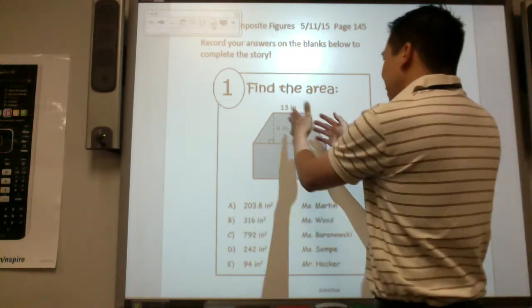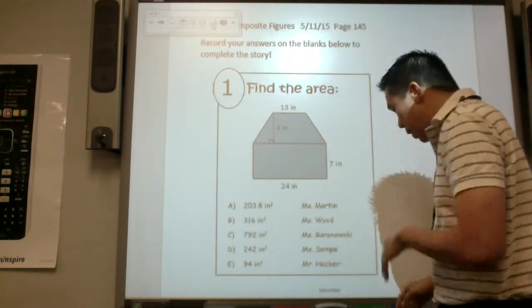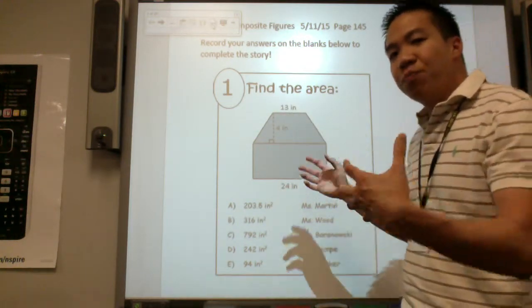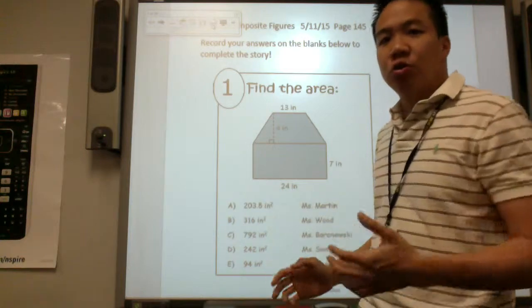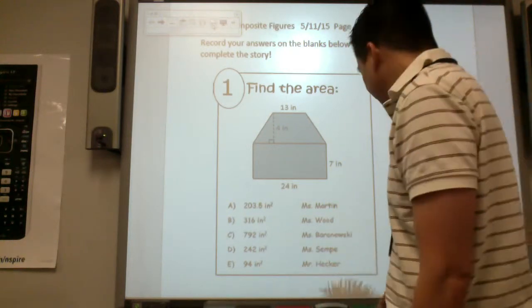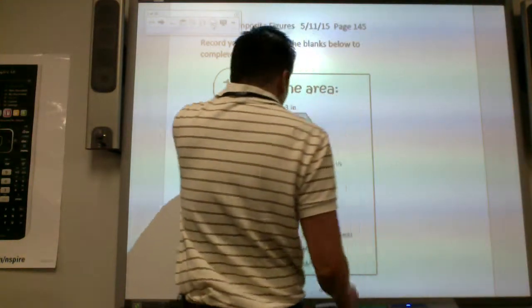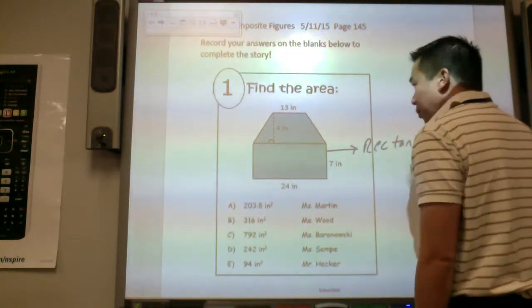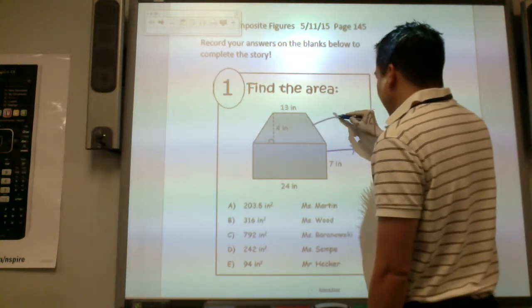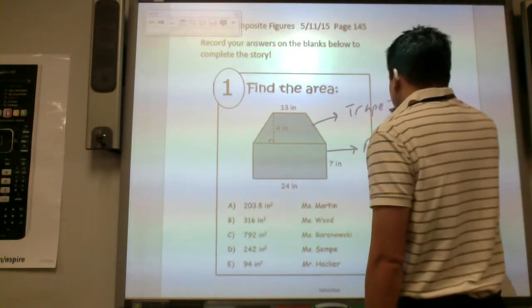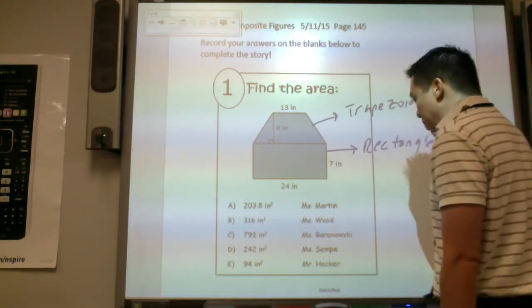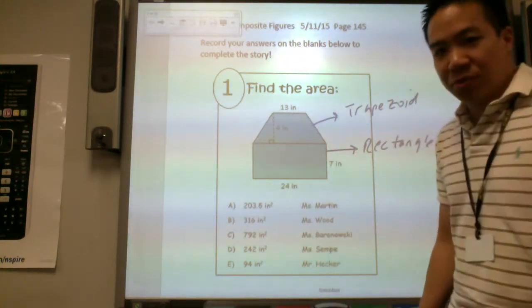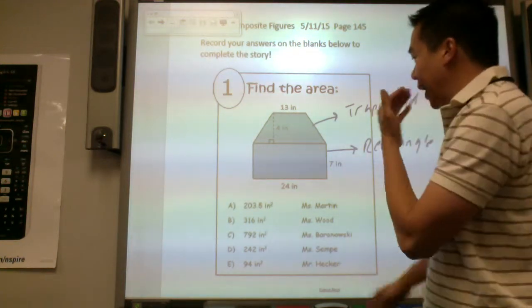So we have a pentagon right here. But do you see two different shapes you can decompose this by? Can you break this solid shape into two different recognizable shapes? I see a rectangle right here, and right here, I see a trapezoid. Some people can see it this way: they see a rectangle, triangle, and a trapezoid. But I see one and two.